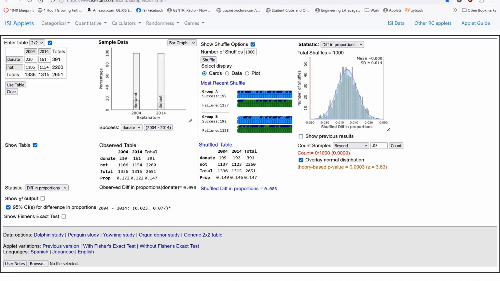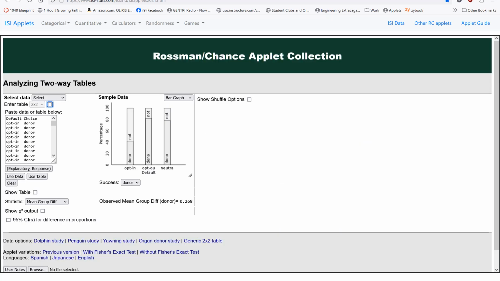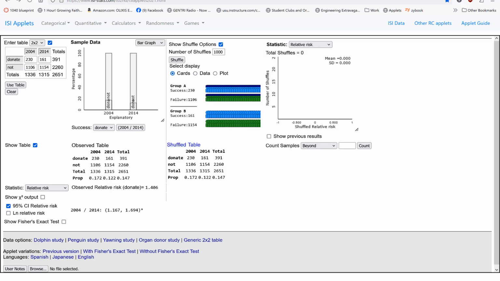Now, for this class, I'm only going to show you how to do all of this for the difference in proportions. Okay. However, you could also do all of these tests with relative risk. So remember right here where we have statistic, difference in proportions, I could actually click relative risk instead. Okay. And it will tell you what your observed relative risk is. So in like 2004, people were 1.4 times more likely to donate than in 2014. So that's just right here, my observed relative risk, 1.4. Okay, so we're more likely to donate in 2004.